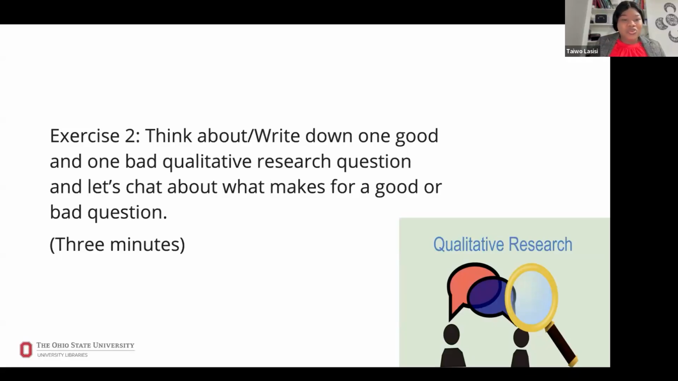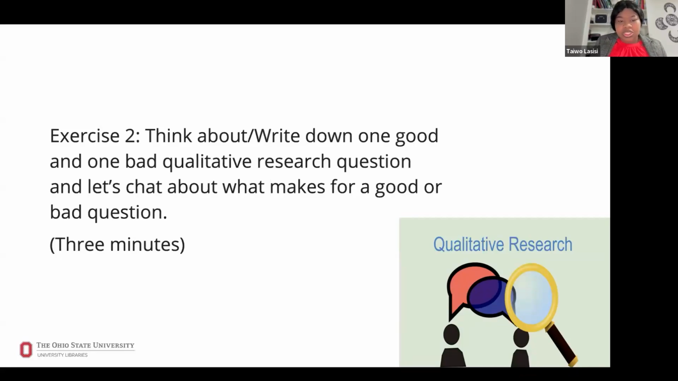I just want to make sure that we get thinking. When you want to think about a good qualitative research question, what would you say would be an example of one good or one bad qualitative research question? What makes a question good or bad, based on the examples that we gave?